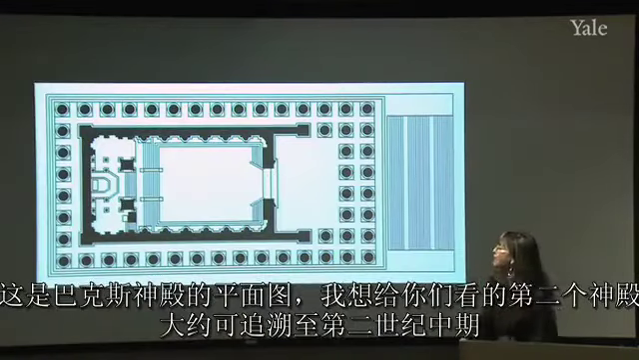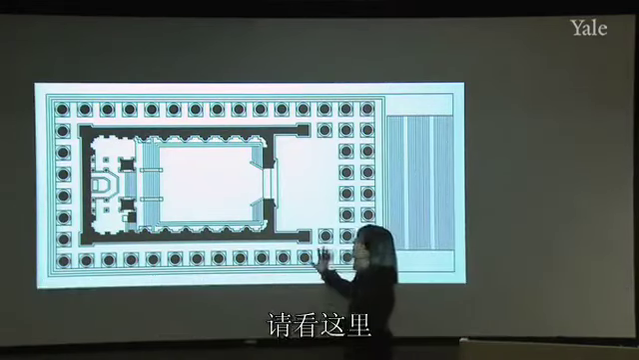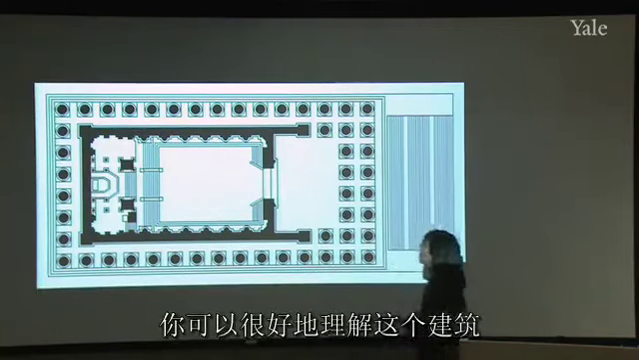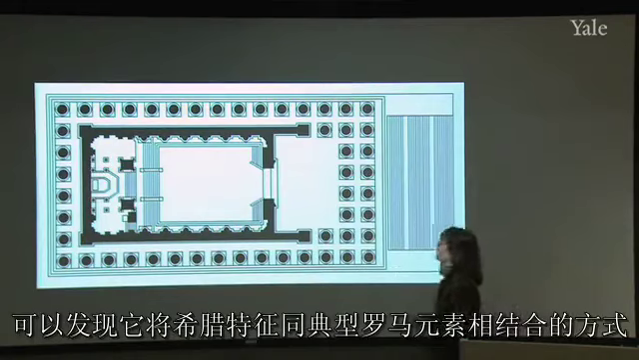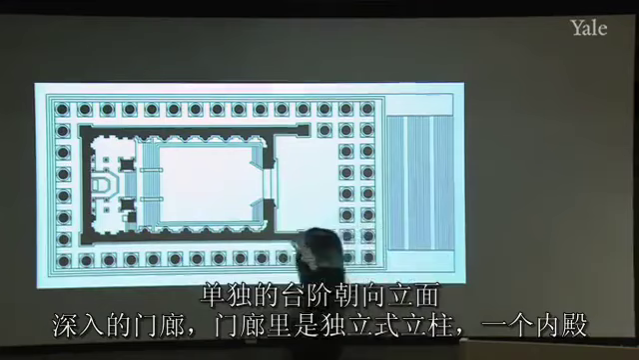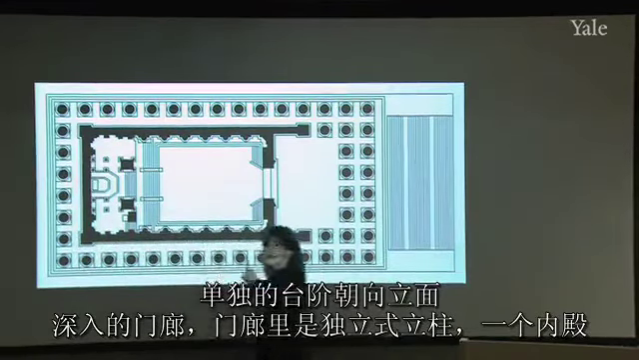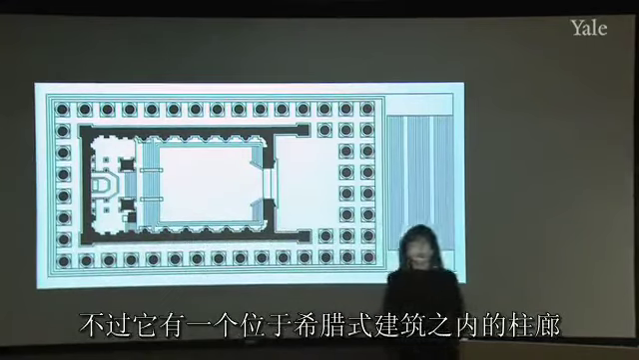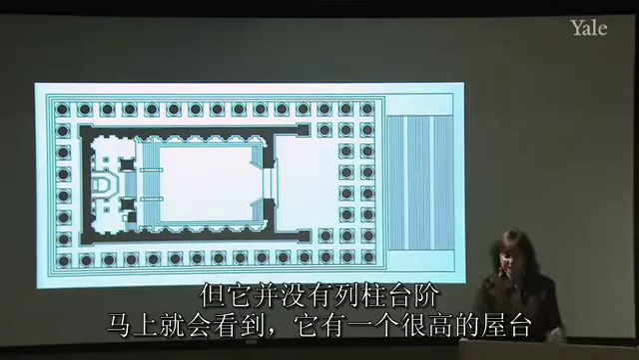Here's a plan of the Temple of Bacchus, the 2nd temple that I want to show you, which dates to the mid-2nd century AD. You can get a very good sense of its structure, and you can see the way in which it combines typical Roman with Greek features: single staircase, facade orientation, deep porch, freestanding columns in the porch, single cella, but it has a peripteral colonnade, as one finds in Greek architecture, but it doesn't have a peripteral staircase, as I'll show you in a moment. It has rather a high podium.